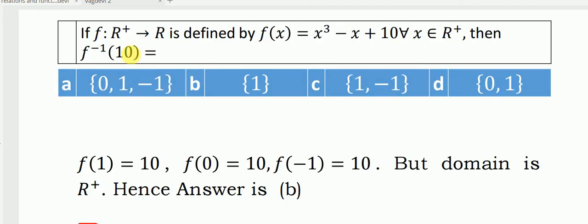If f from R plus to R, that is, the set of all positive reals, R strictly greater than 0, to the set of all reals, range is R here, is defined by f of x equal to x cube minus x plus 10 for all x belonging to R plus, then f inverse of 10 is equal to, I have 0, 1, minus 1, 1 here, 1, minus 1 and 0, 1. So I have been given 4 sets in the options.